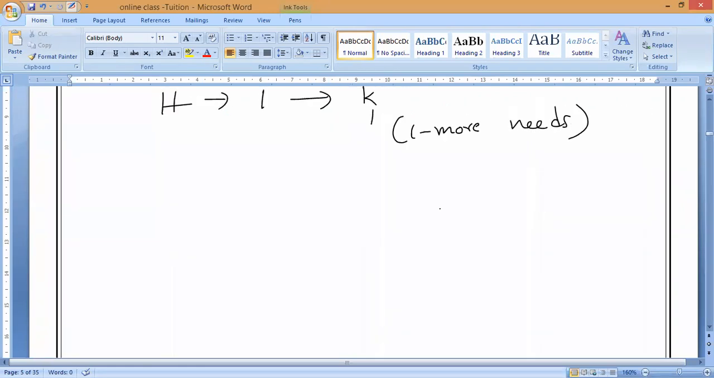So here one double bond is forming. Have you noticed it? One double bond and all the remaining are single bonds. Observe very carefully. So how many carbons are taking part? Two carbons.